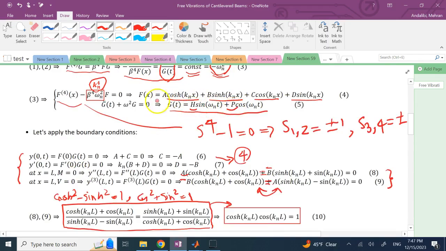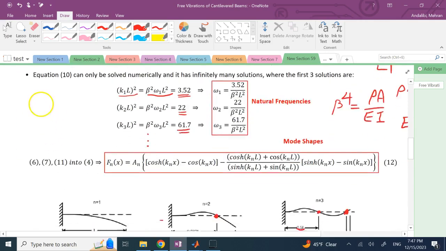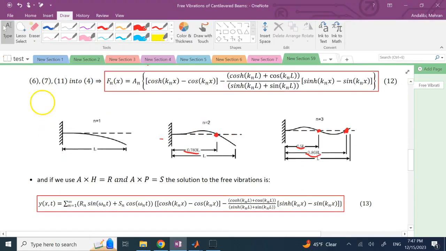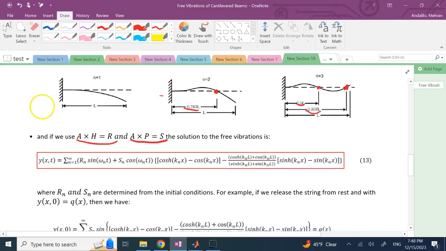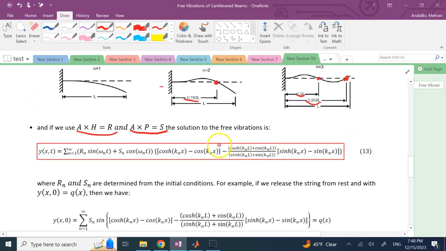So now I have 1 a that I couldn't find, and in g I have 2 unknowns, h and p. So when I multiply f to g to get y, a is going to be multiplied by both h and p, and I'm going to give them some name. So a times h, I call it r, a times p, I call it s. If that's the case, then you get your complete solution here in equation 13.